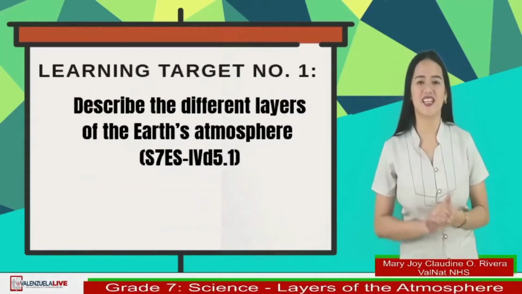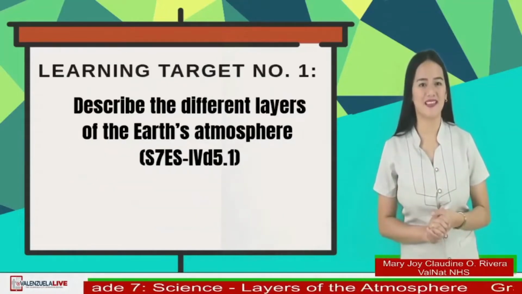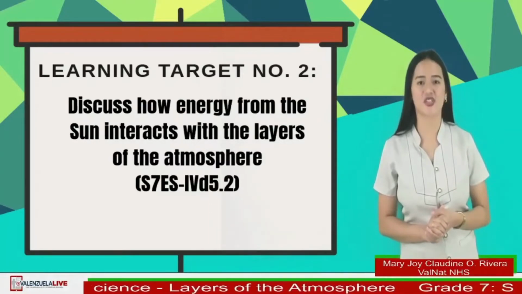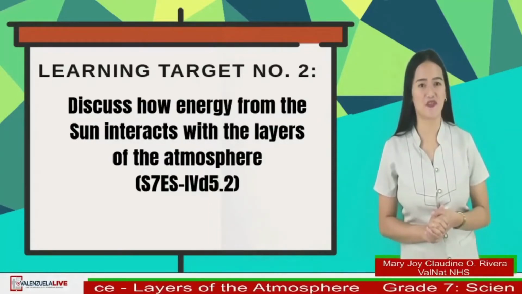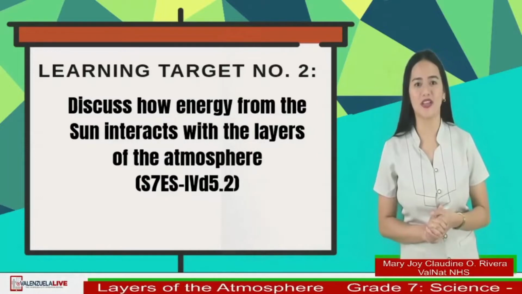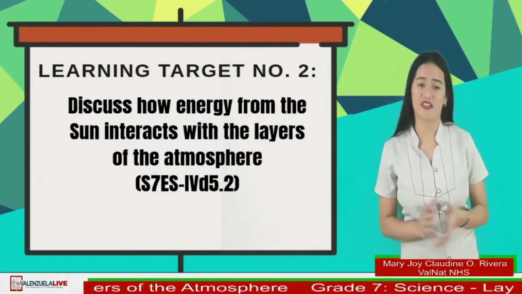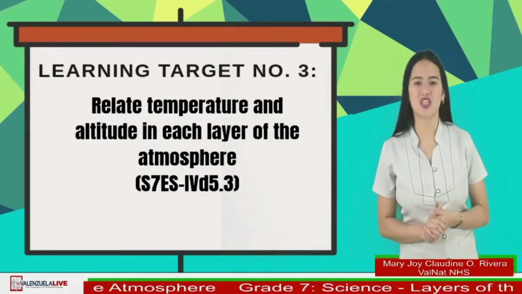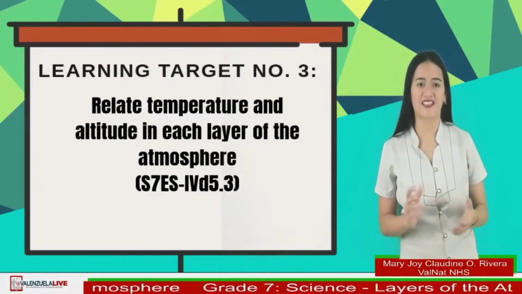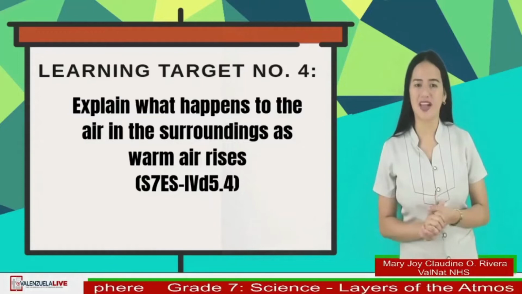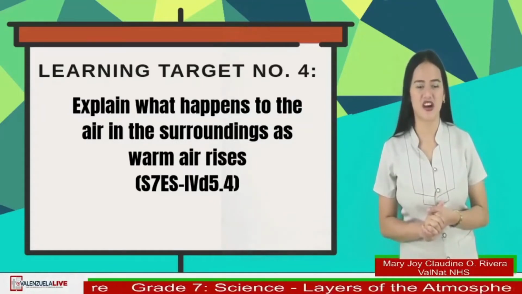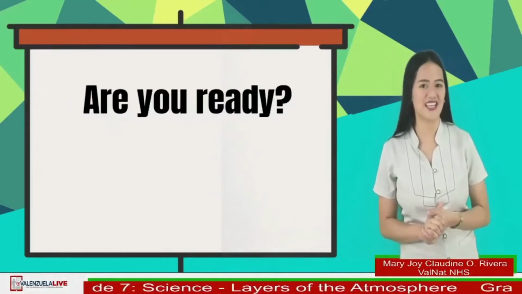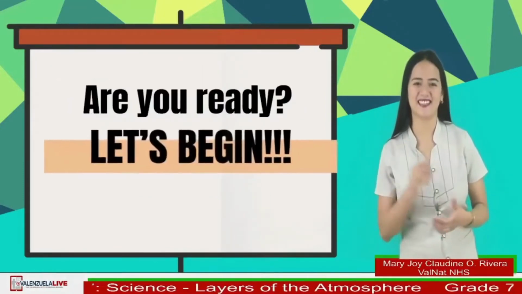First is to describe the different layers of the Earth's atmosphere. Next is to discuss how energy from the sun interacts with the layers of the atmosphere. Then, to relate temperature and altitude to each layer of the atmosphere. And lastly, to explain what happens to the air in the surroundings as warm air rises. So are you ready? Let's begin!